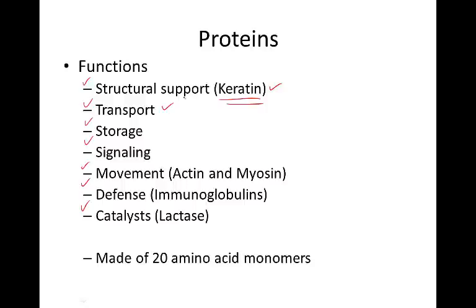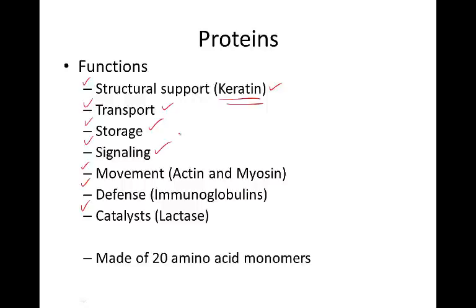Hemoglobin is a protein found by the millions inside your red blood cells, and hemoglobin's job is to transport oxygen throughout your body. Then we have storage proteins, storing of energy primarily. For example, egg white protein, otherwise known as albumin, stores significant amounts of energy for chick development, for baby chickens.